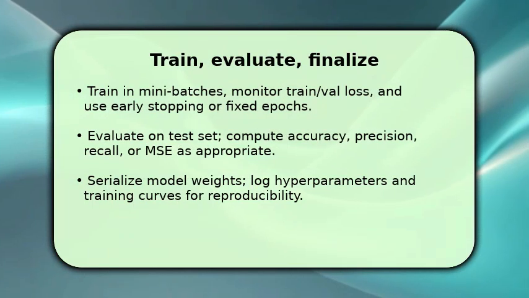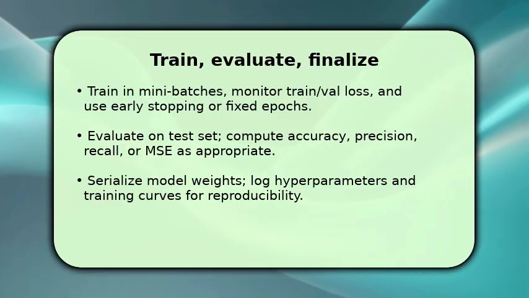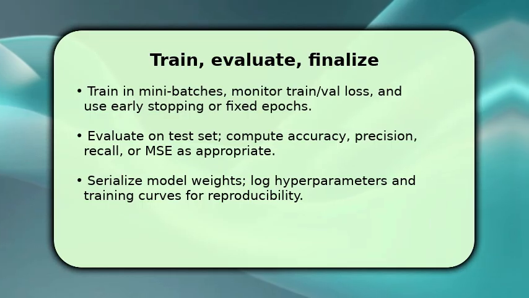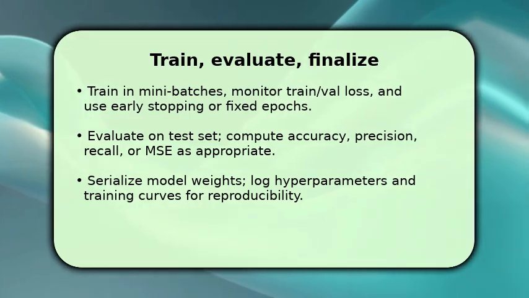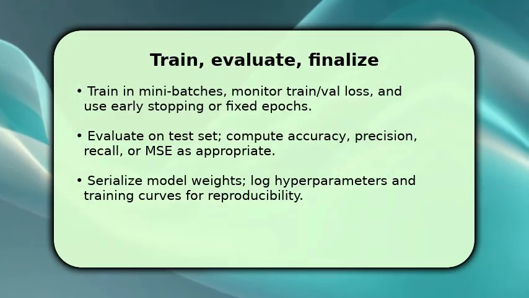You should now wire training loops. Shuffle data, run minibatches through forward and backprop, update parameters, and log train versus validation loss each epoch. Once training stabilizes, evaluate on the held-out test set and compute the metrics that matter for your task. Save model weights and training metadata.